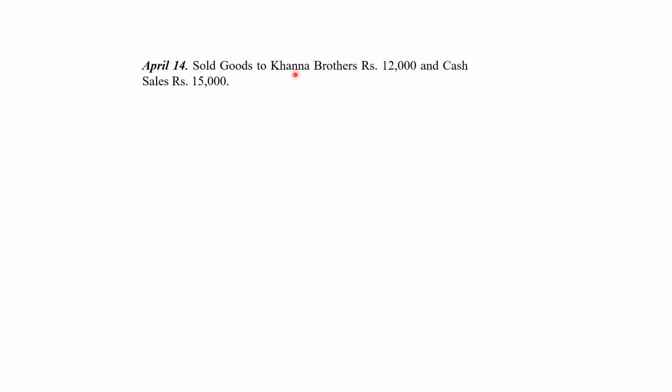So when it says Khanna Brothers rupees 12,000, because it does not mention anything, it means it is credit, or else they would have said rupees 12,000 cash, but when they have not said, it means 12,000 is credit sales which are happening to Khanna Brothers. And this is separate cash sales, and it doesn't matter who has bought it for cash, 15,000 rupees, because what matters for us is that cash has come to us.